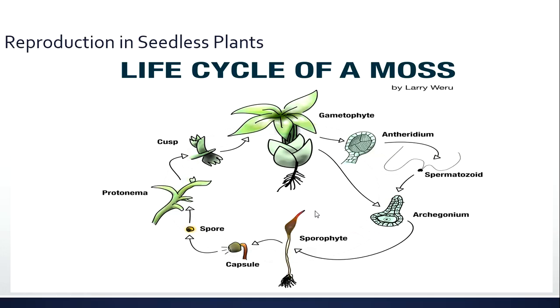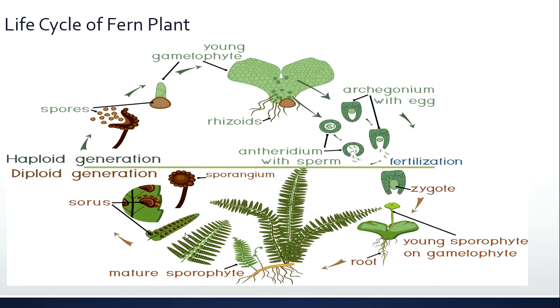Now, a diploid moss is tiny and not easily seen. You can see here the gametophyte, okay, and then it's changing into the sporophyte. Then the capsules, the spores are ready and grown up. So this is the life cycle of a moss. Coming to the life cycle of a fern.